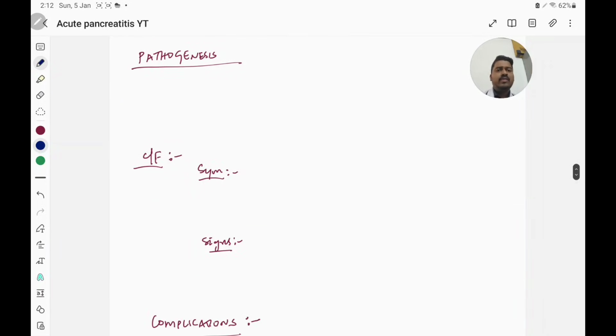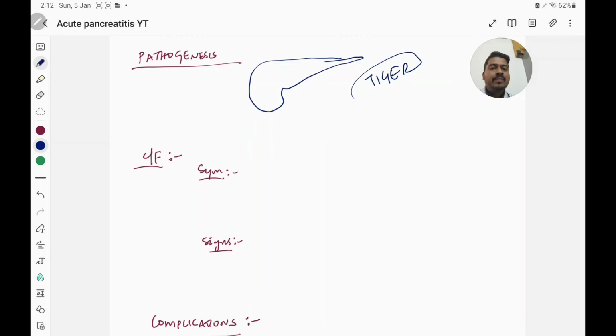Why is acute pancreatitis so dangerous? Why is management so important? See, acute pancreatitis is because of the inflammation in the pancreas gland, and the pancreas is known as the tiger gland. That is because the pancreas contains all digestive enzymes, so it has the ability to digest all cells, all organs also.